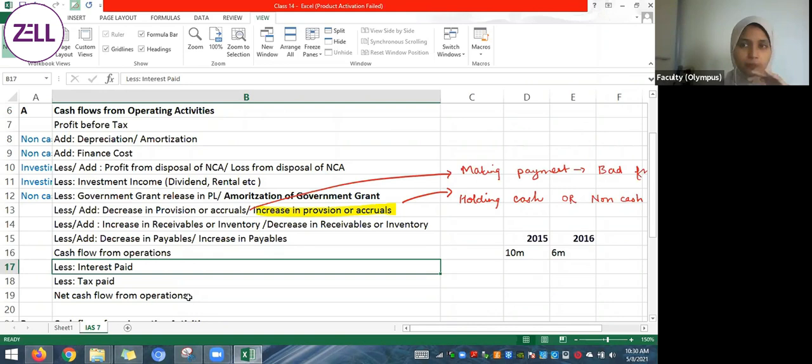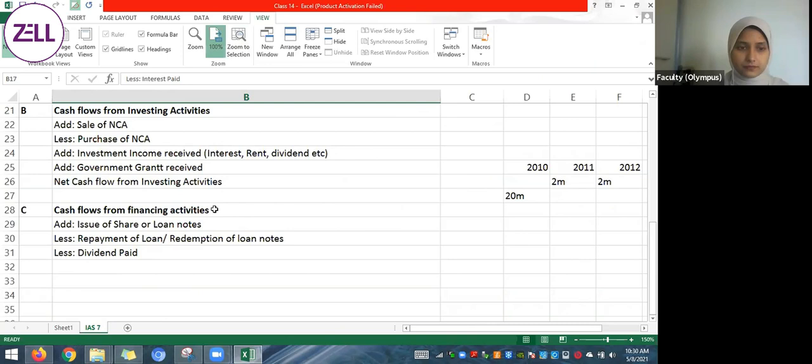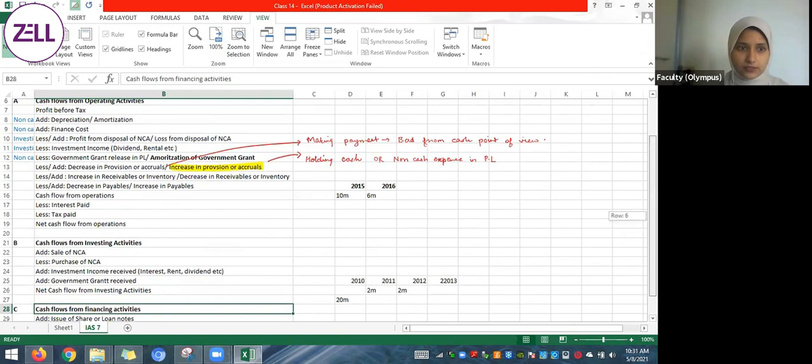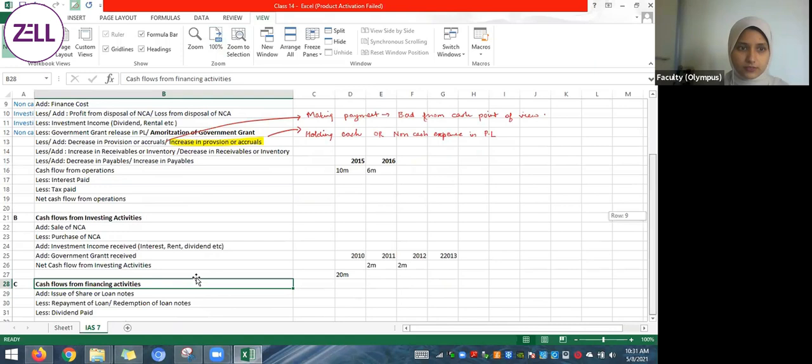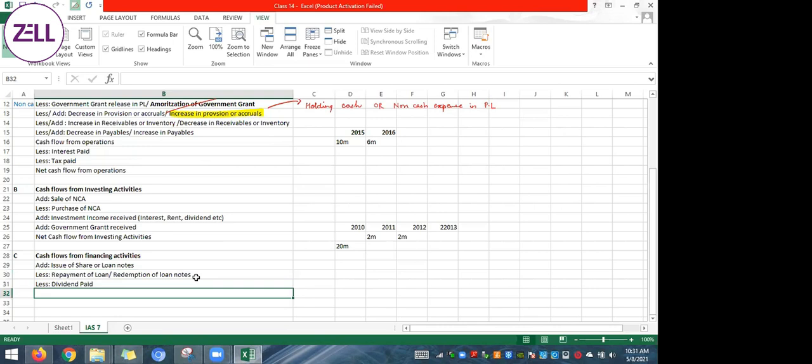Normally in the normal world, interest paid is taken in operating activities only for those businesses whose core business is lending money. So if it's a financial institution or a bank, then interest paid will be part of your operating activities. But for any other type of industry, manufacturing industry or any other industry, interest paid will come as a part of section C. This is in your normal world. So make a note of all these three sections. Put an end to this section, net cash flow from financing activities.